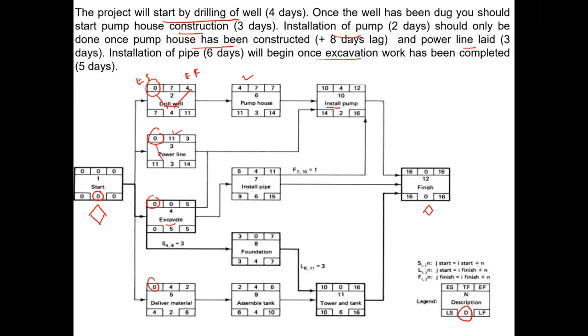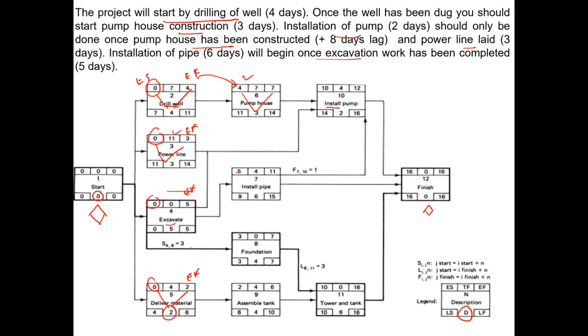So 0 plus 3 gives us the early finish for activity power line as 3, and for excavation early finish would be 5, and with a duration of 2 for delivery of material, the early finish for activity delivery of material will be 2, and then this early finish becomes the early start of the subsequent activity. So we will take this over here, and we will add 4 to 3, which is 7, and likewise this 5 would go here.